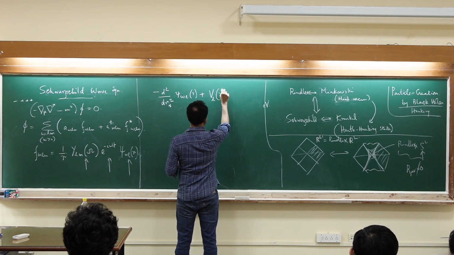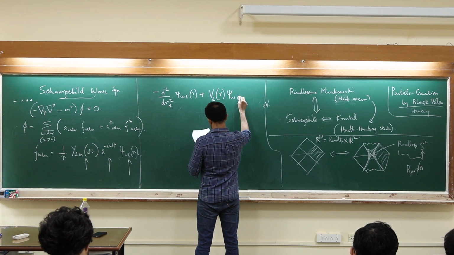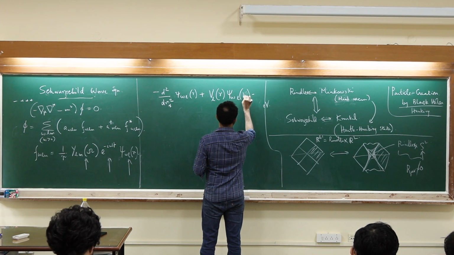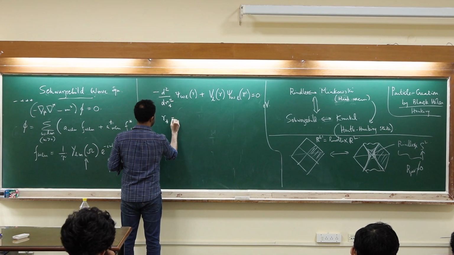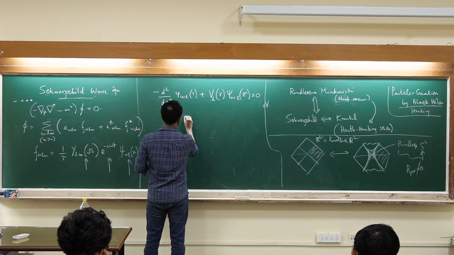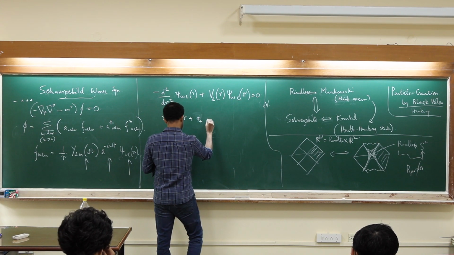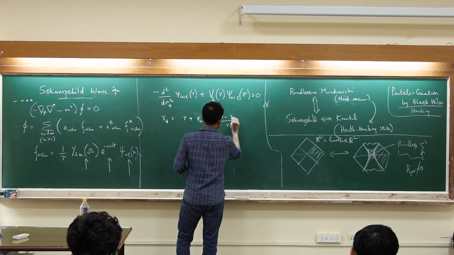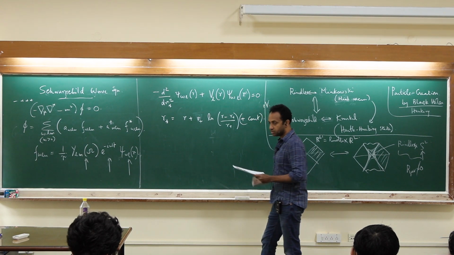so this L is the, so this is, let me call it R, but this R star is something I have introduced before, which is called the tortoise coordinate, plus R plus is my horizon. Some arbitrary constant is allowed.